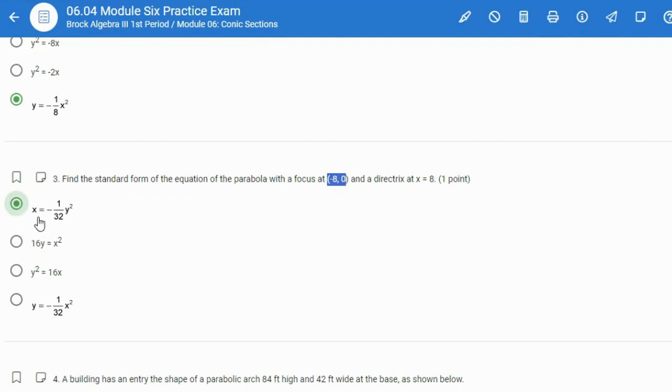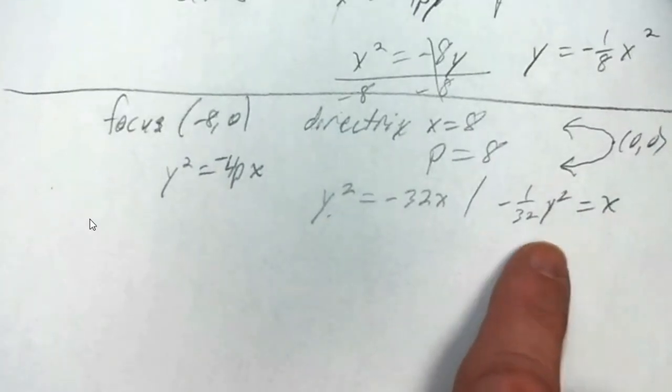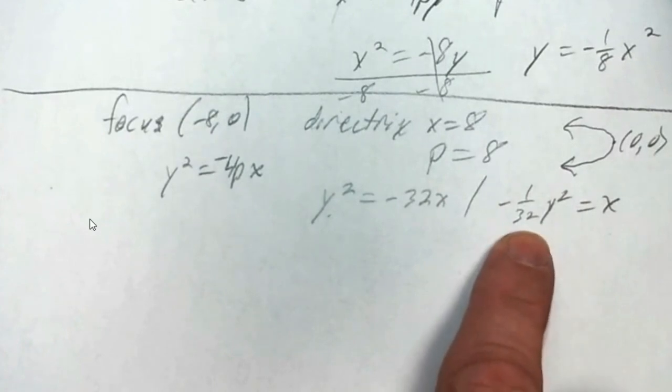They gave us the second one where you divided by -32. X equals. They put y squared just to throw you off there. But we're looking for x equals -1/32 y squared, which was this one where they divided by the -32.